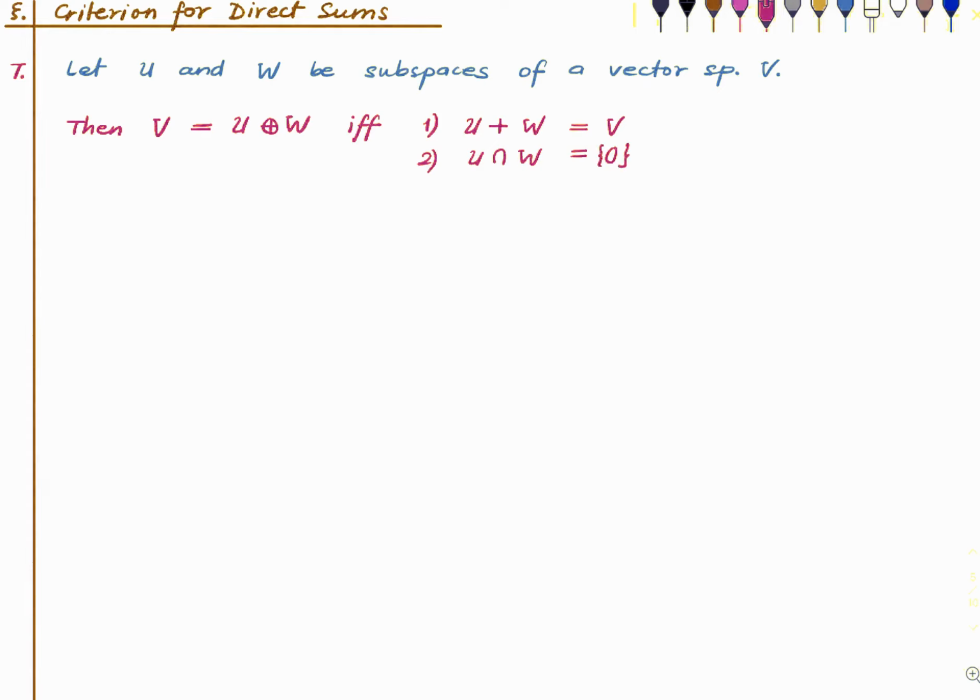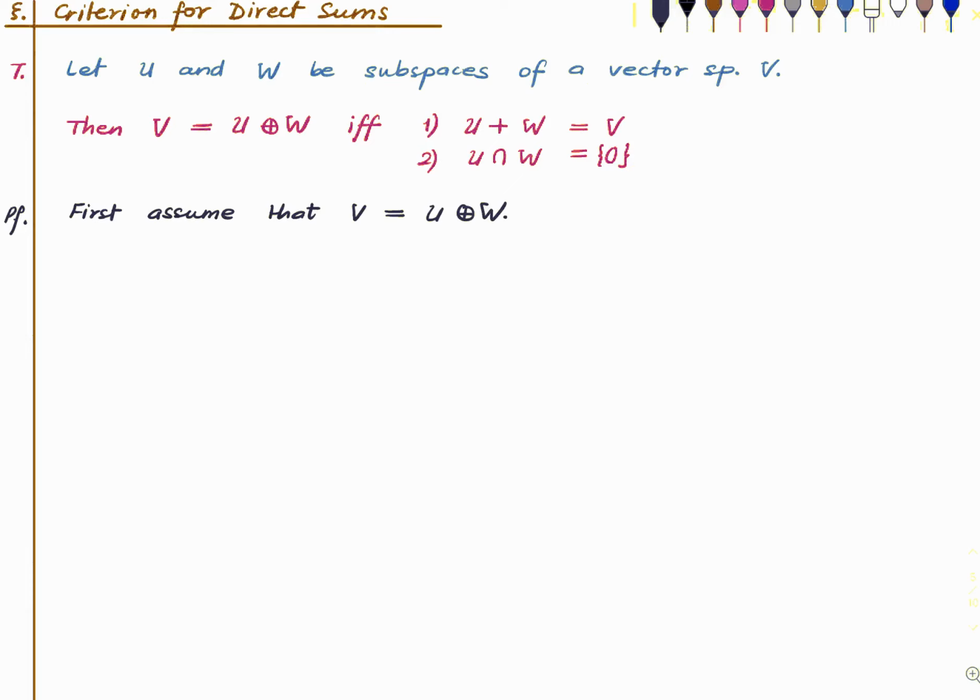Yeah, so the two subspaces intersect trivially. So let's prove this. Very easy to prove. There are two directions to the proof. First, assume that V is the direct sum of U and W. So assume this. Then we need to prove 1 and 2.